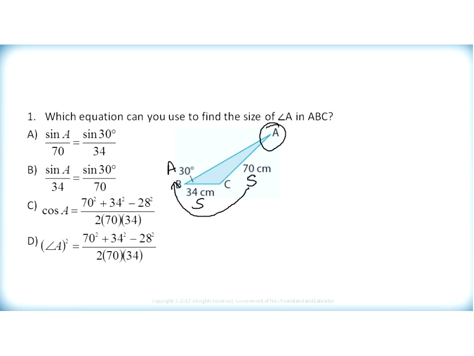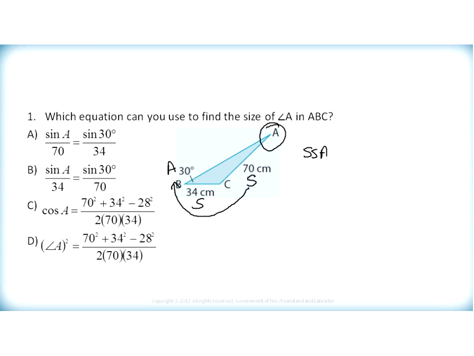So what I end up seeing is that I have an SSA triangle when I check my sides, or check my parts in order. So if I'm going in a clockwise fashion, I have a side, then another side, then an angle. So it's an SSA triangle. Which of my ratios can I use to find a missing angle if I have a side and an angle? That would be the sine law.